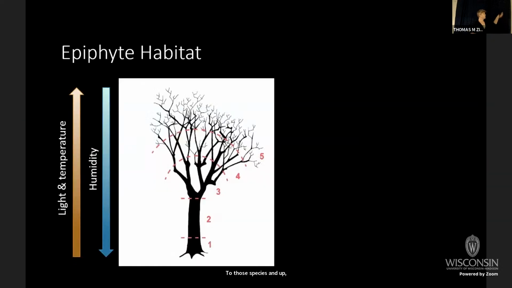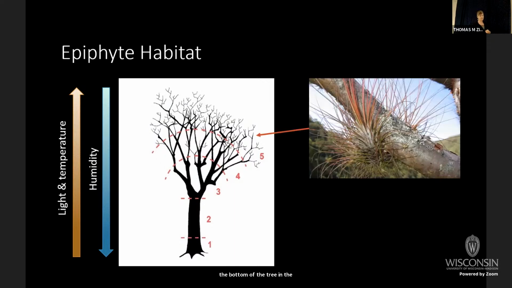And epiphytes can grow throughout the whole tree. Going from the bottom of the tree to the top of the tree, you have a large range of environmental conditions. So light and temperature tend to increase as you get towards the outer branches of the tree, while humidity tends to increase as you get closer to the bottom of the tree in the shadier understory parts of the forest. And those different habitats are attractive to different species of epiphytes.